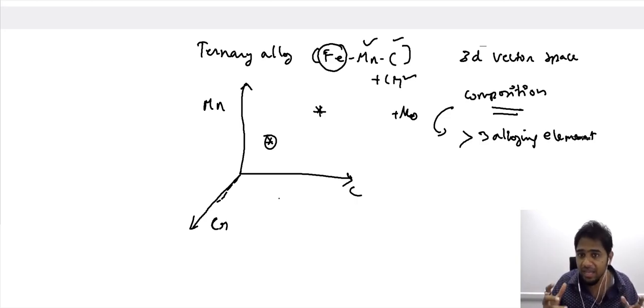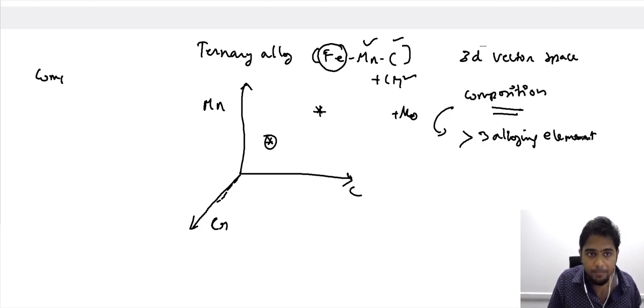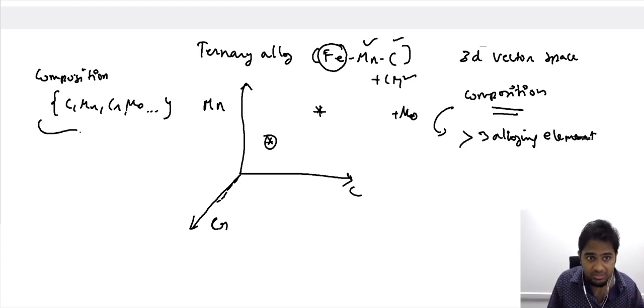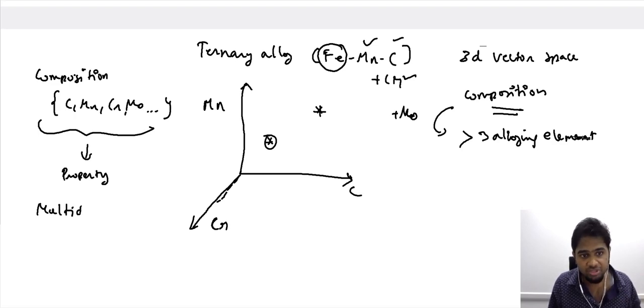So what we are doing, particularly when we are doing data analysis, is relating the composition, which has several different alloying elements, such as carbon, manganese, chromium, molybdenum, and so on and so forth, to a given property. This is only possible when we have a multidimensional vector space.